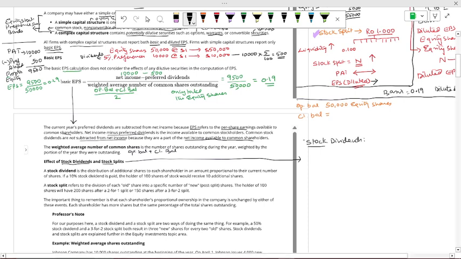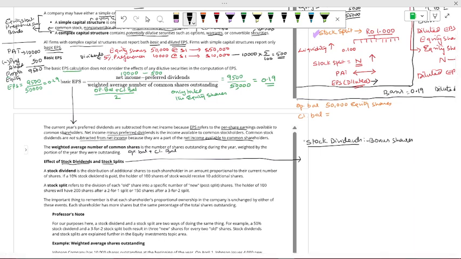What are stock dividends? Stock dividends means you are not paying dividends in cash; you are paying dividends in shares. You will issue bonus shares. Now, what happens with the shares? The value will remain the same, only the number of shares will increase.